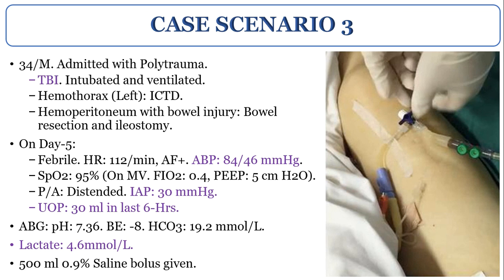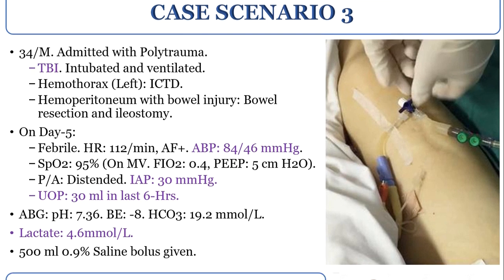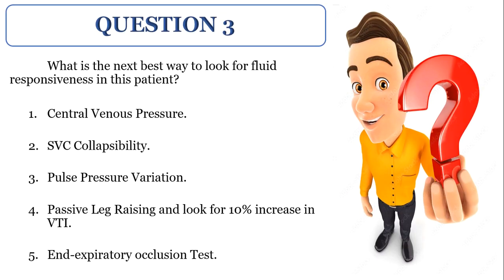Anyway, let's come to the hemodynamic monitoring. So this patient has got a base excess of -8, lactate of 4.6. Somebody has given 500 ml of saline, because somebody is very fond of saline, just for a change, okay? So what is the next best way to look for fluid responsiveness in this patient? Beta, this is the way examiners will ask you questions, okay? Now you tell me, in this patient what is the best way? Is it central venous pressure?